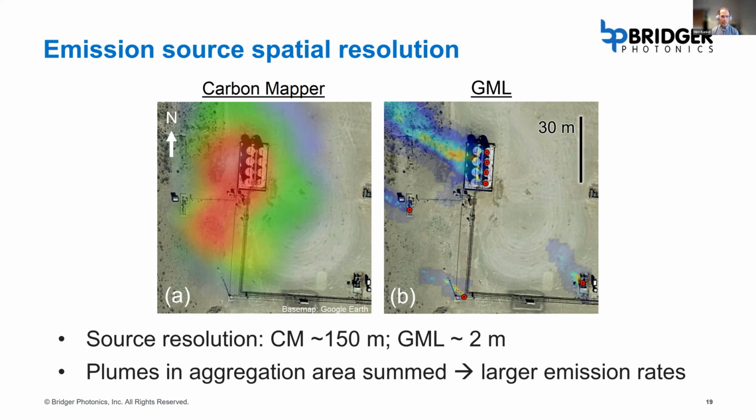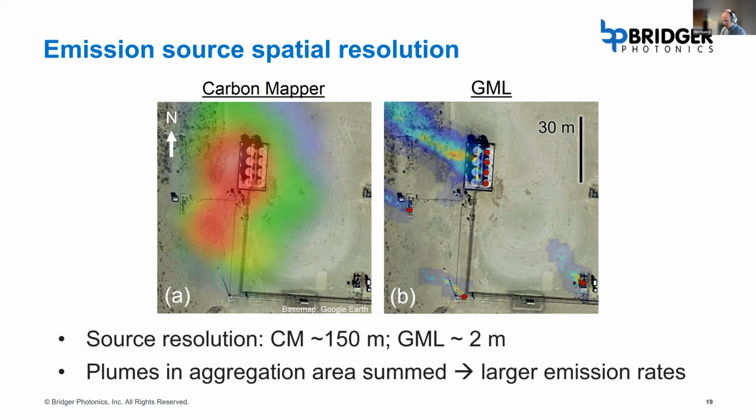But you can see that on the GML plume imagery, we're able to distinguish many different plumes. Each one of these sources is resolved to about 2 meters. For example, looking at that tank battery, we can see that each one of these tanks is actually emitting. And that 2 meter buffer is shown by the red shaded circle around each dot.